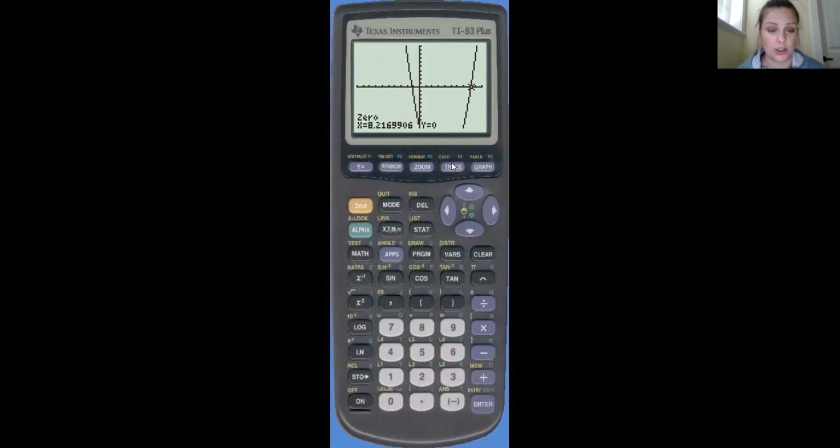So the downfall of using a technology like a graphing calculator to solve for x-intercepts when they are not nicely factored trinomials is that you're going to get answers that are rounded off. Anytime you use a calculator to calculate, you're going to get a truncated answer, which means that you're going to lose precision.